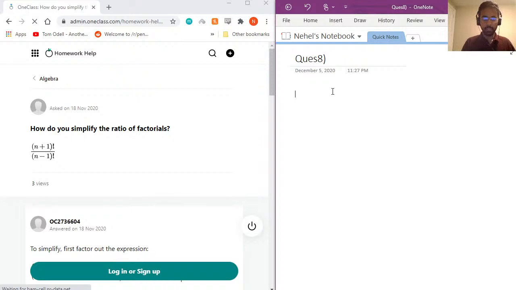Question number 8. How would you simplify the ratio of factorials?